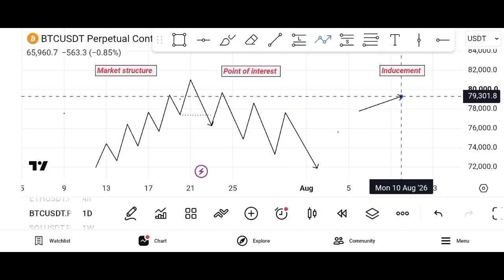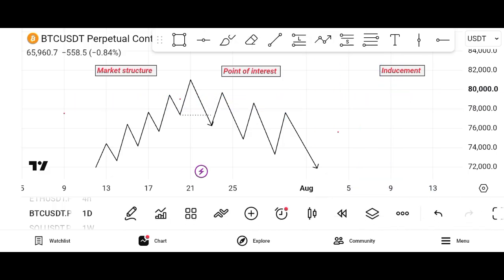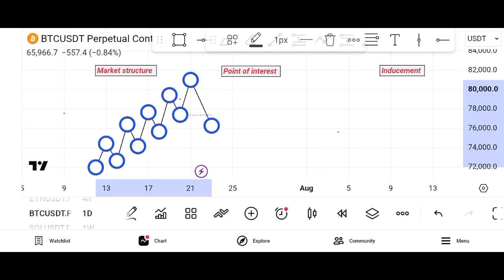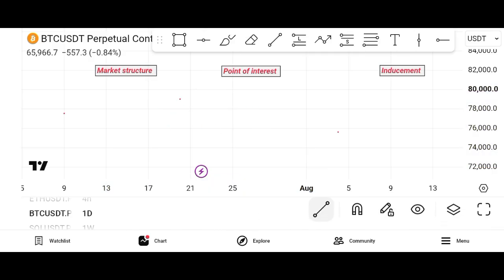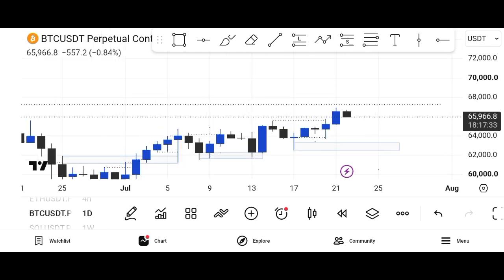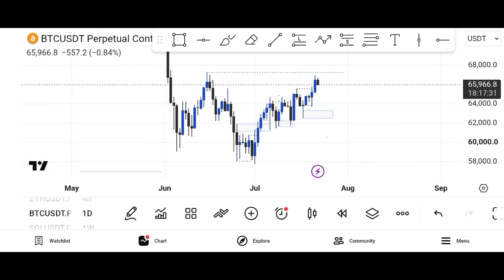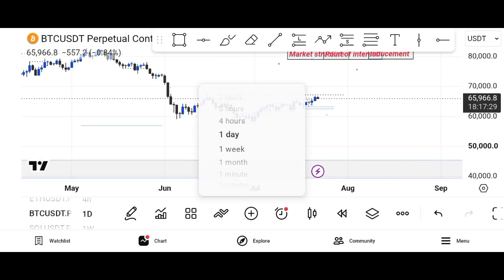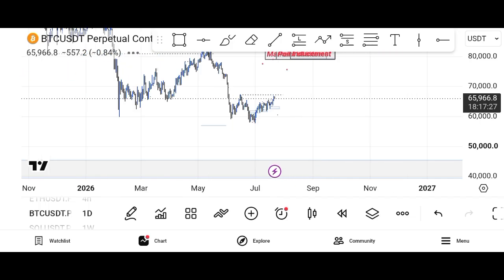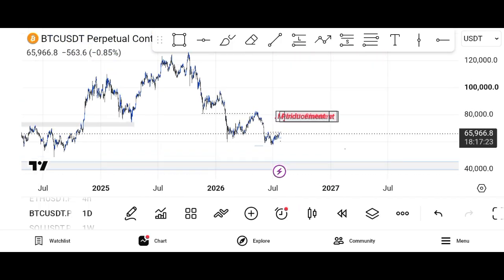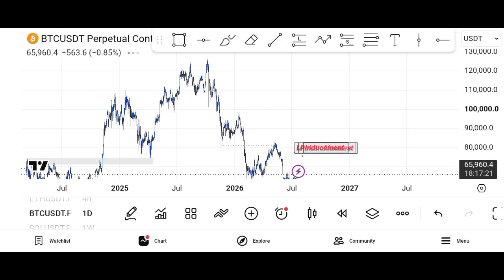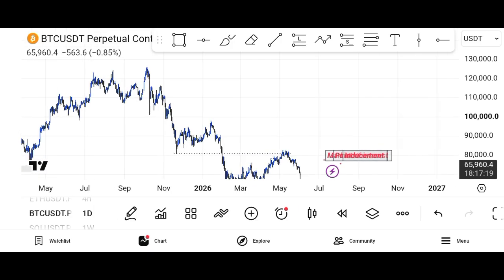Now before we go into points of interest here, let me go to the chart and give you some examples on market structure. So let's say this is BTC here. Okay, it's on the daily. Just as I told you, the market is fractal and it works on all time frames. So let me use this daily time frame as an example.